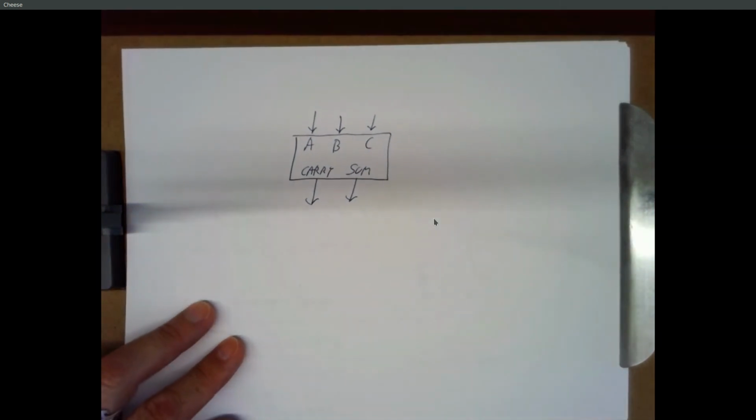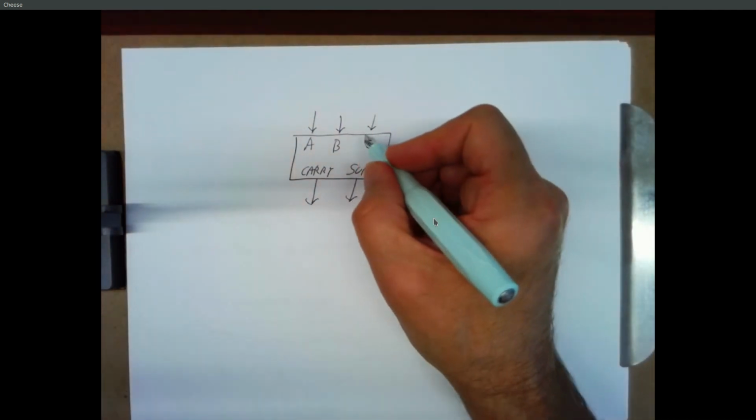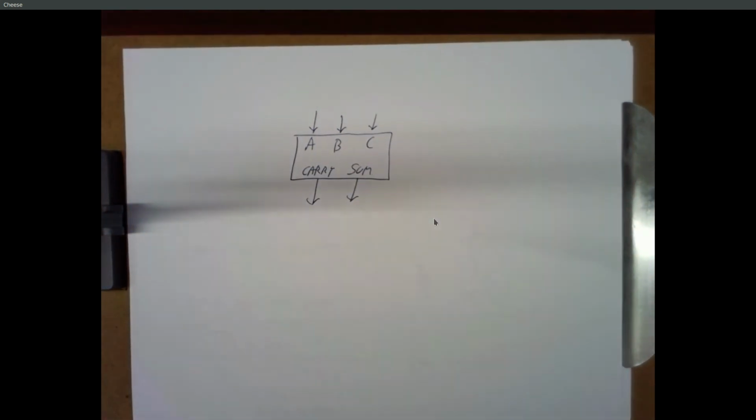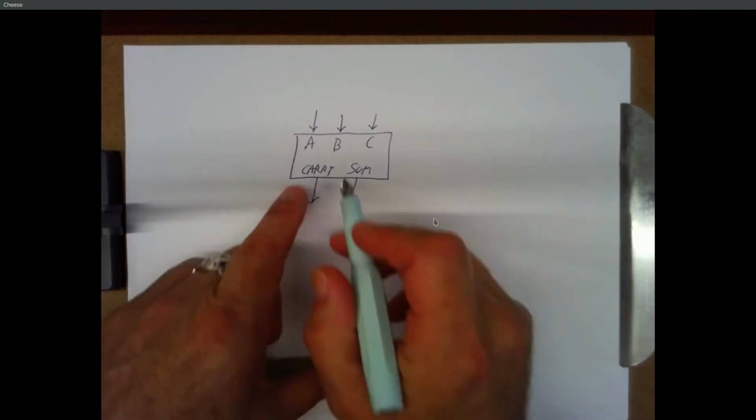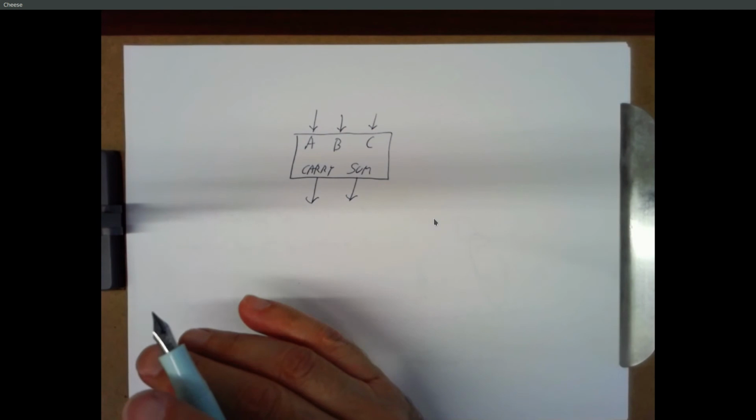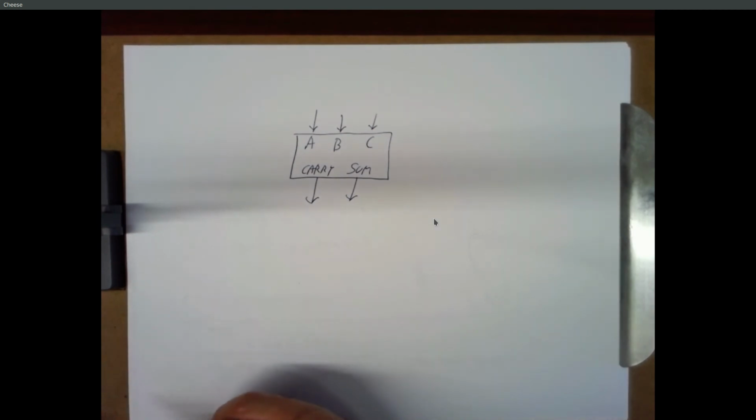So this is a block, and we can think of these as a single bit, but they could actually be 16-bit buses, right? But let's just think of them as a single bit right now. This is going to take in 3 bits. It's going to produce a sum and a carry. Okay, that's our famous full adder. Nothing more complex than that.